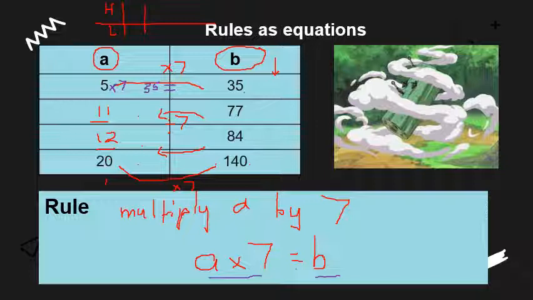But what we actually have here, instead of writing 5 and 35 here, I've actually substituted the value in here. So here I've got the A value and the B value. So this means that whenever I have an A value, all I need to do is multiply it by 7 and it'll give me the B value. So let's say my A value is 10, I could just substitute: 10 times 7 is 70.